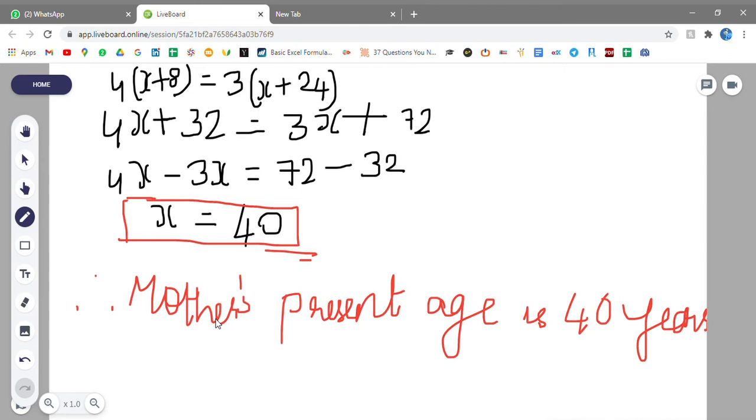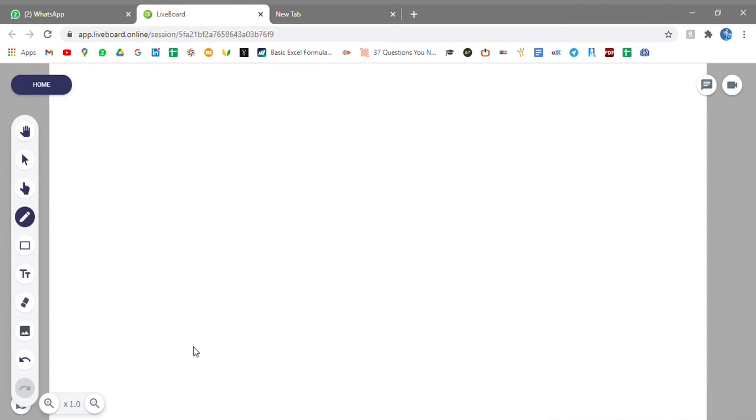So this is the first problem that we are going to see today. Hope everyone has understood this problem. Go through the problem once again and let me know if you have any doubts. Now let us go to the next problem.